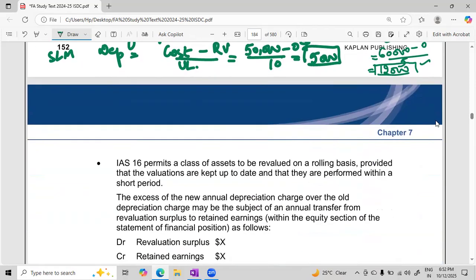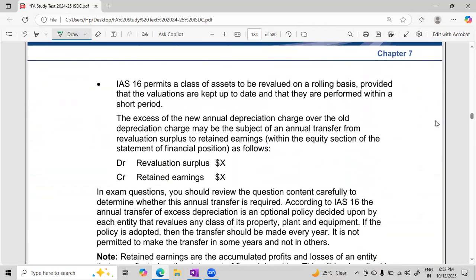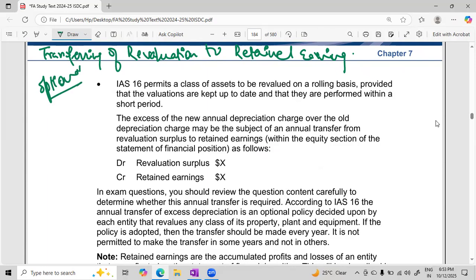Now let's move forward. Now understand this. This is something known as transferring of revaluation surplus to retained earnings. The first thing you should understand is that this is optional and depends upon the company if they want to make this transfer or not. If they want, they can make the transfer, otherwise they will not. Now let us assume that they have chosen to make this transfer from revaluation surplus to retained earnings. We will study what is the meaning of this, but first understand that the company has decided to make this transfer.